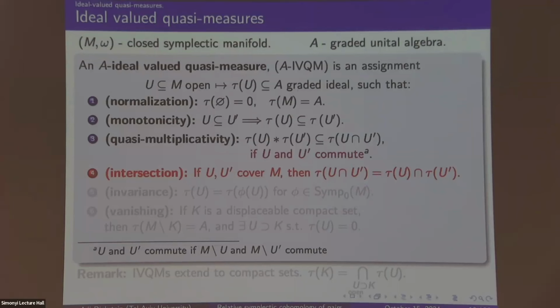And since we're in the symplectic world, we have invariance under symplectomorphisms and also vanishing. That means that if K is displaceable, then its complement has full measure and it has a neighborhood of measure 0.